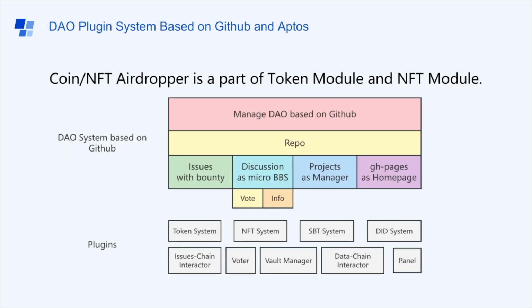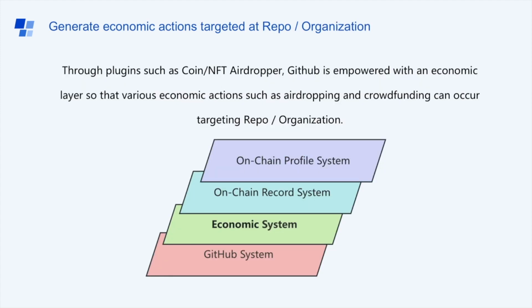Here is a panorama of the DAO plugin system, and Coin NFT Airdropper is a part of the token module and NFT module. Here is the layer map for the DAO plugin system. Plugins such as Coin NFT Airdropper for GitHub are empowered with an economic layer, so that various economic actions such as airdropping and crowdfunding can occur targeting repos and organizations.